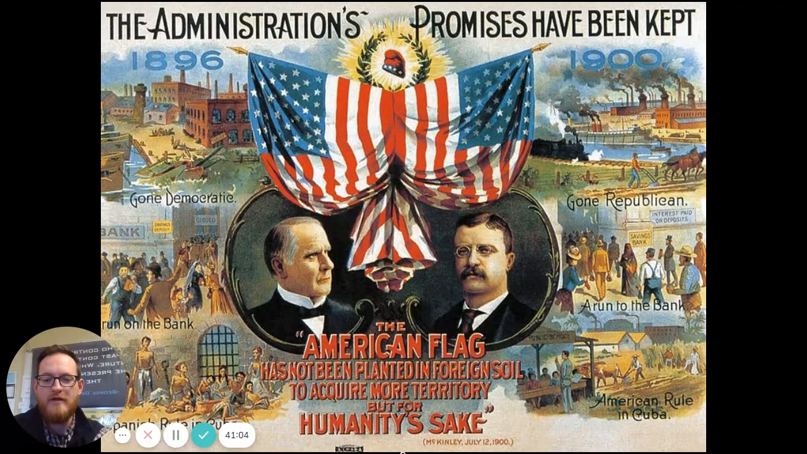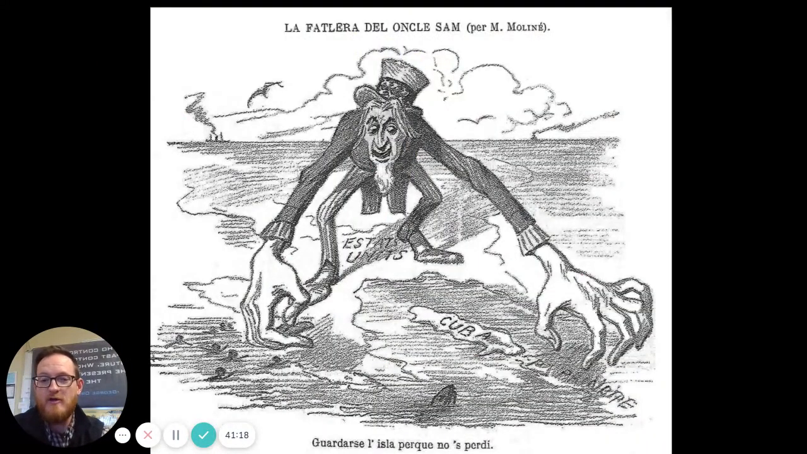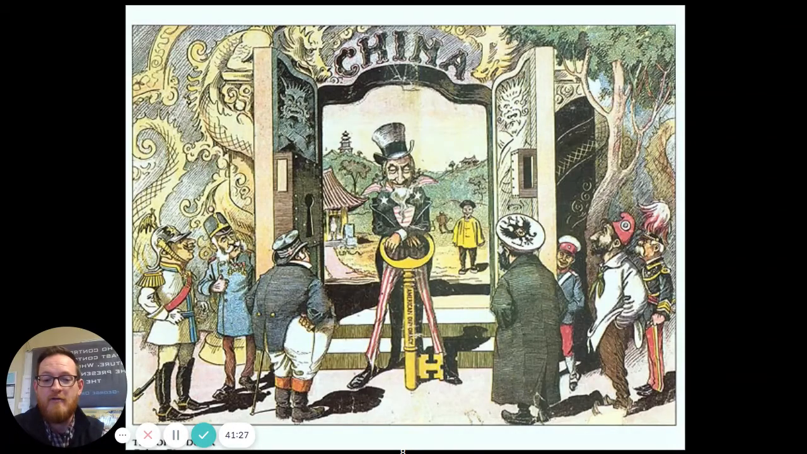And you can see the quote there in the middle: the American flag has not been planted in foreign soil to acquire more territory, but for humanity's sake. Again, trying to make the case that we are doing this for humanity, not to expand as a country. Here's another one here. This is, I believe, a Spanish cartoon, again showing how people felt about us protecting Cuba there, obviously not in the right way.